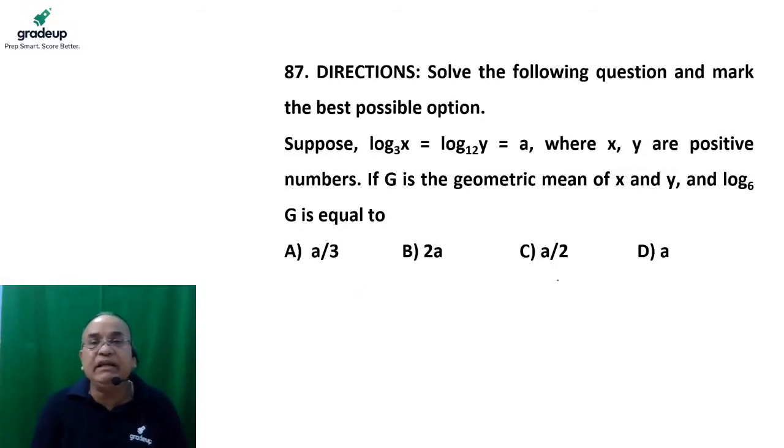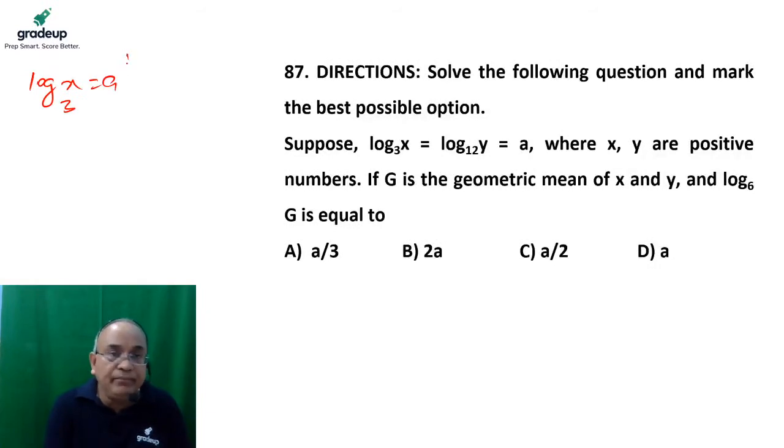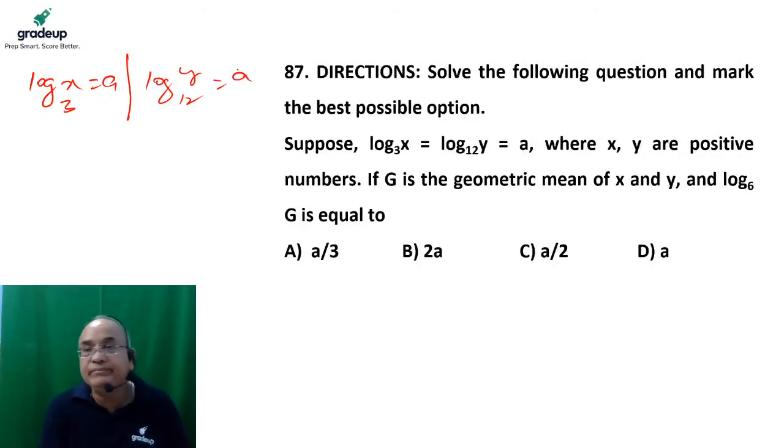Suppose it is given to us. Everybody knows it is nothing but log x base 3 is equal to a, as well as log y base 12 is also equal to a. If x and y are positive numbers, and if g is the geometric mean of x and y, then log 6 base g is equal to what?